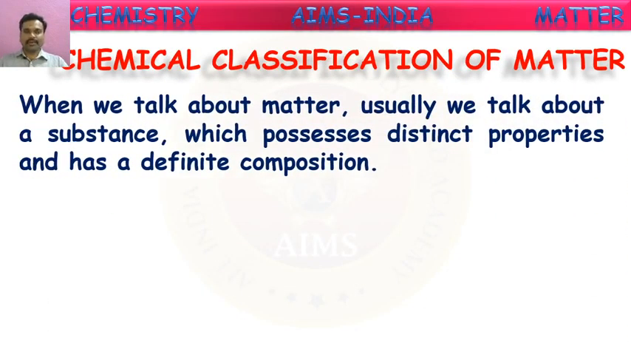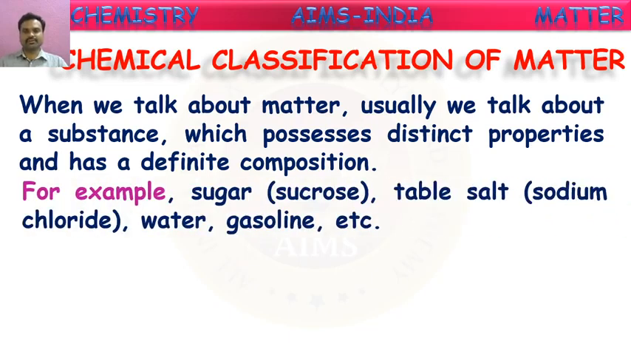When we talk about matter, usually we talk about a substance which possesses distinct properties and has a definite composition. Based upon the composition, we name different types of matter. All matters have a special composition. Composition is the type of particles present in them. Every matter has a special kind of particles in it. For example, sugar, table salt, water, gasoline, etc. These are all different forms of matter. All these forms have special properties of particles in them. All these matters do not have the same kind of particles.